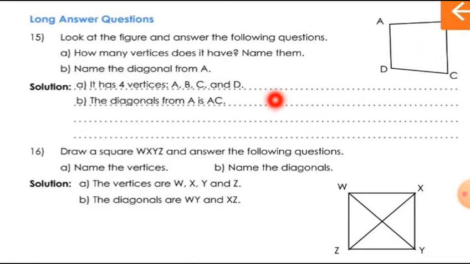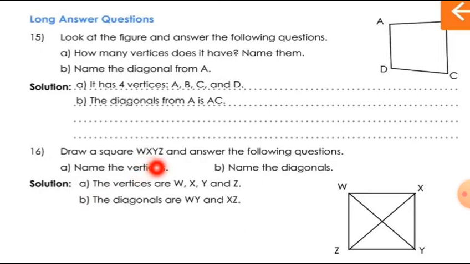But here the question is, name the diagonal from A. So you have to name the diagonal from A only. From A we can draw the diagonal AC, isn't it? From A to C we can draw a diagonal. So the diagonal from A is AC. Got it, children? Now look at the next one.